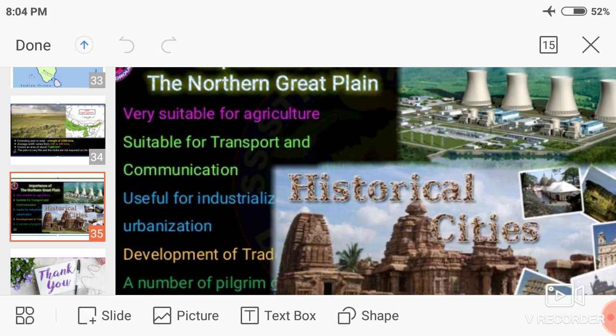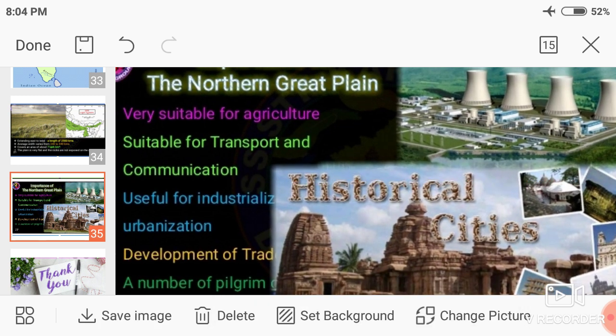The next point: suitable for transport and communication. Its level land supports a network of roads, railways and means of communication. Understand? They are also used for industrialization and urbanization.